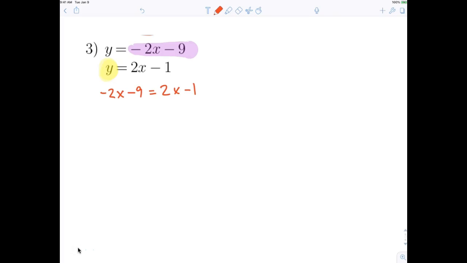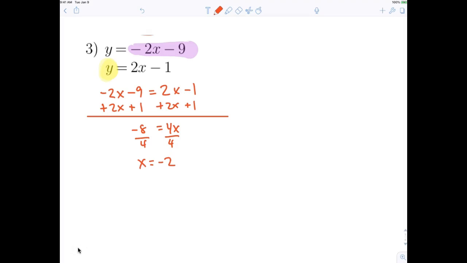Here's where you have to get better. I want the variable to be positive, so I'm going to add 2x to both sides. Then I'm going to add 1. So I end up with 4x is equal to -8. Divide by 4. Divide by 4. So x equals what? -2. x equals -2.